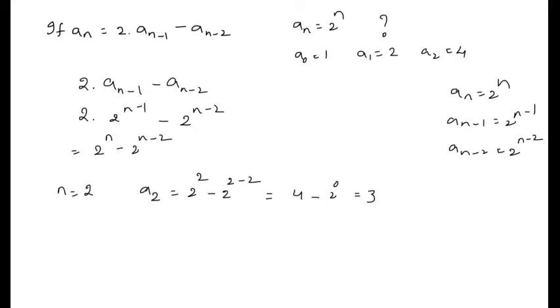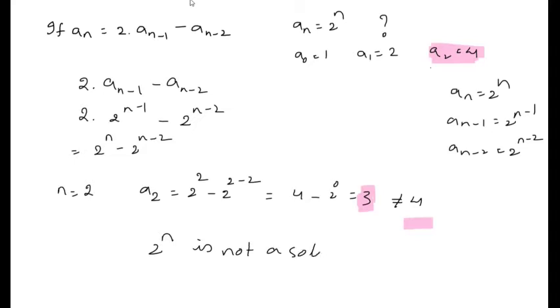But in the given problem, a_2 is not equal to 3. In the given problem, a_2 = 4, but we got 3 here, which is not equal to 4. Then we can say that 2^n is not a solution for the given recurrence relation.